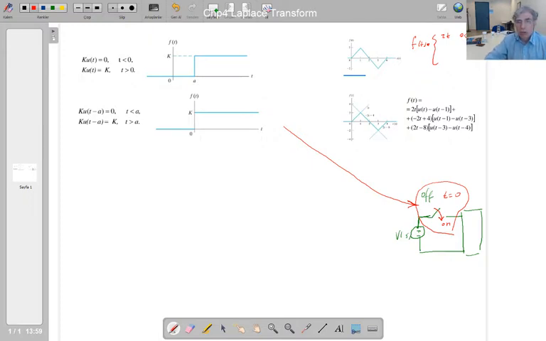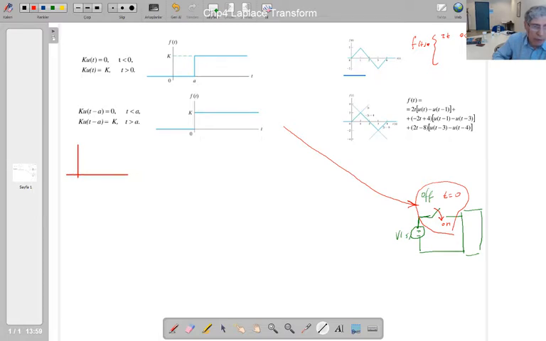So the question is, can we write this function as a formula? The answer is yes. You can write it as a formula like that by using the unit functions here. So how we are doing this, let me explain to you. So I should start with a pulse function. Let me explain what pulse function is.